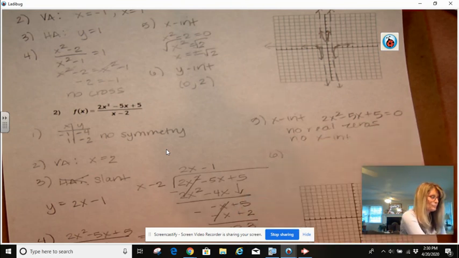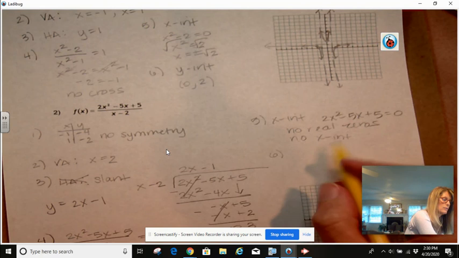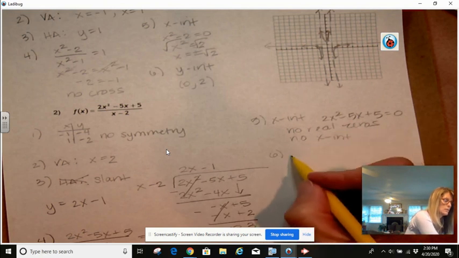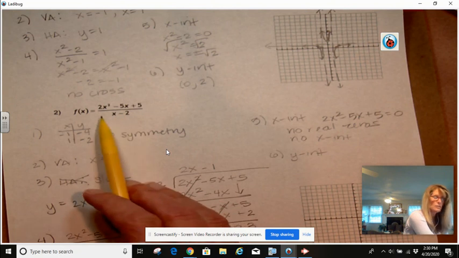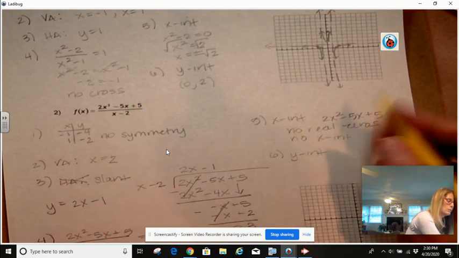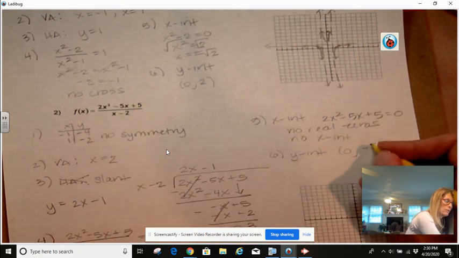And number 6 is the final, y-intercepts. So if you plug 0 in for all the x's, you're left with 5 over negative 2, so negative 5 halves.